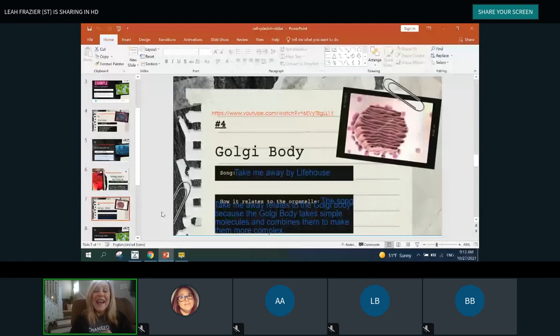Take Me Away by Lifehouse, another perfect song choice. The song Take Me Away relates to the Golgi body because the Golgi body takes the simple molecules and combines them to make more complex molecules. It takes them away. It packages them together, right? Good.